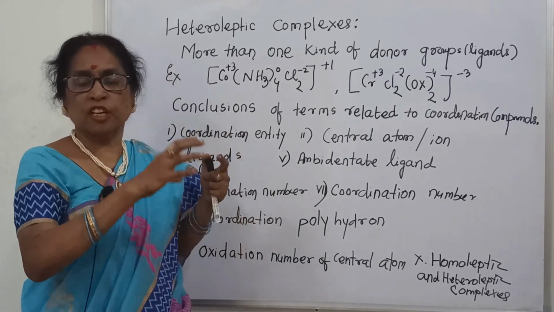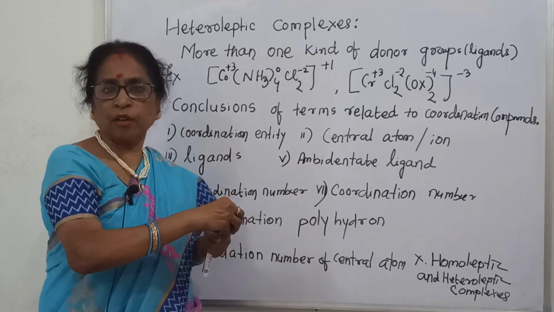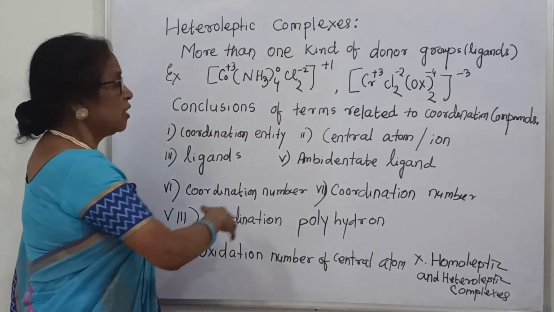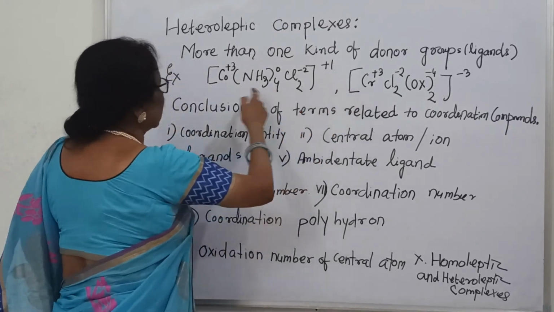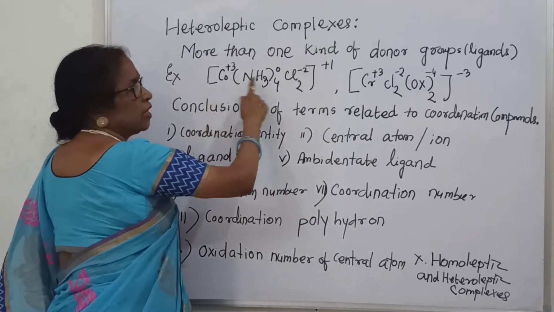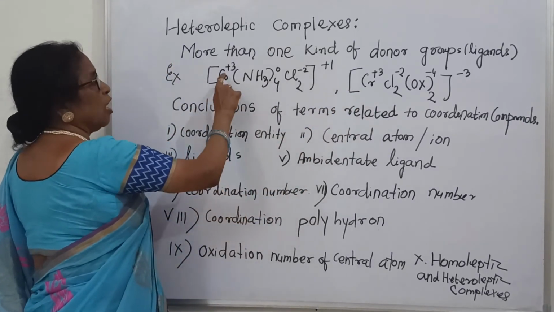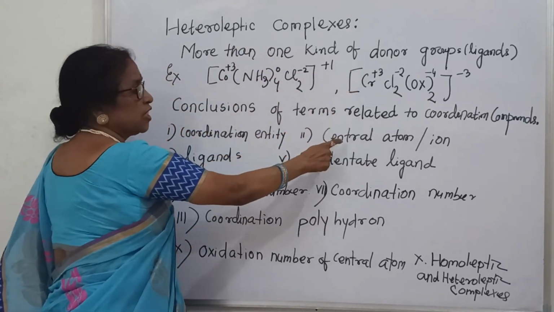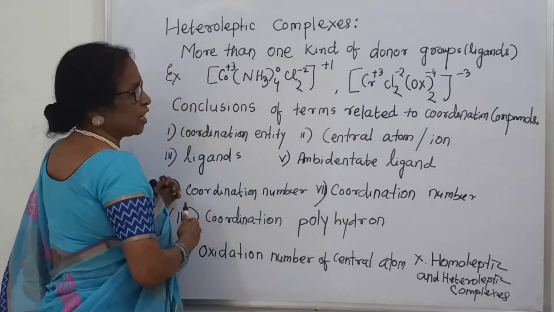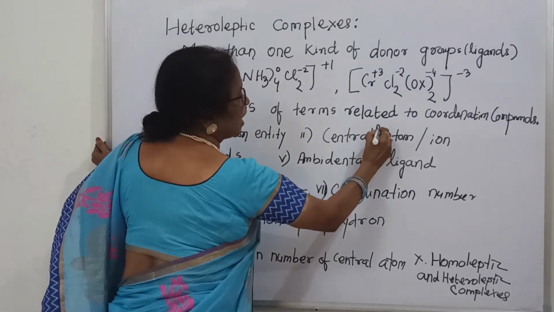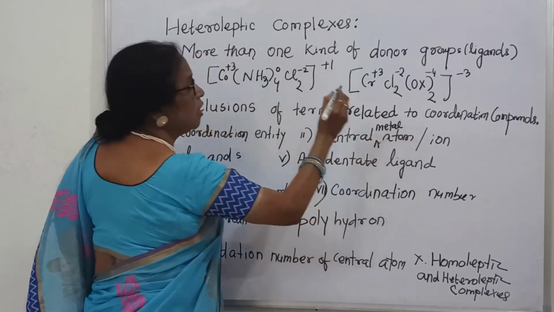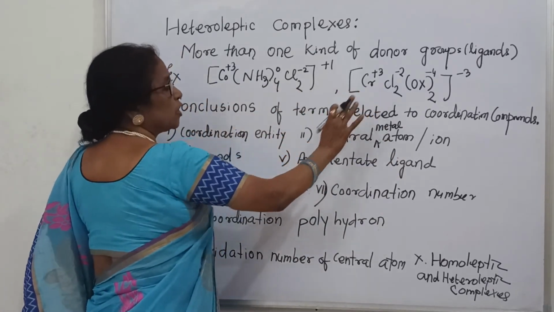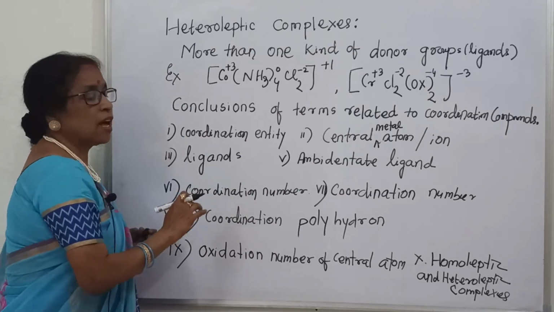The ligands, the number of ligands bound to the central metal atom, that is called the coordination entity. Then the central atom or ion: in both cases you see this is cobalt, this is chromium, and the charge for cobalt is +3 and the charge for chromium is +3. So here it is written central atom, central metal. These, cobalt +3 and chromium +3, are called the central metal ion.